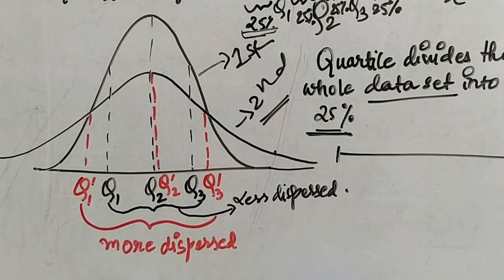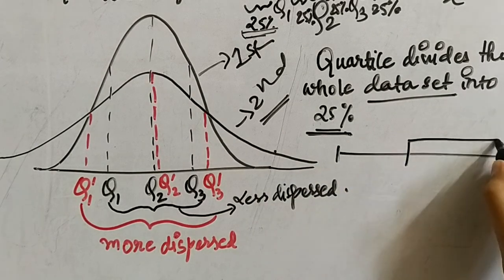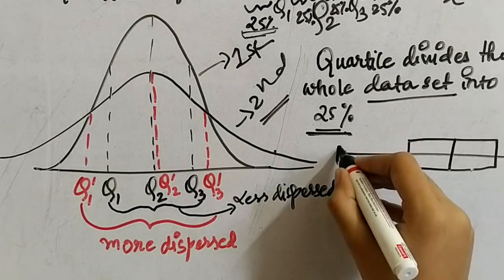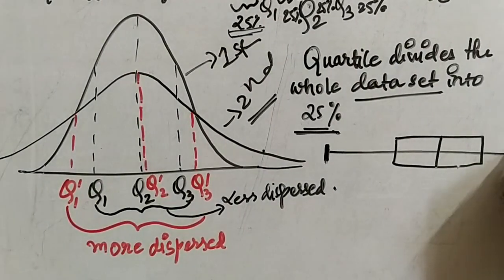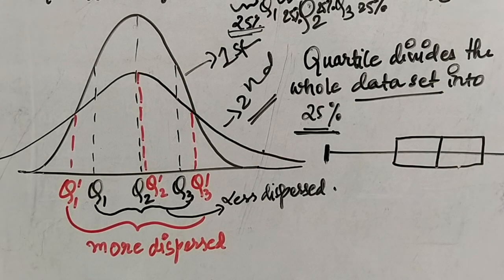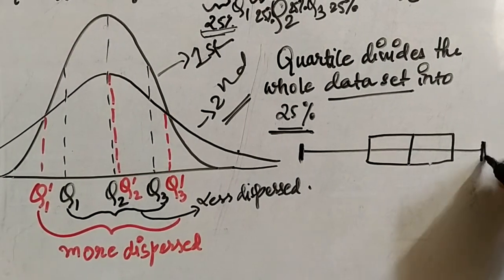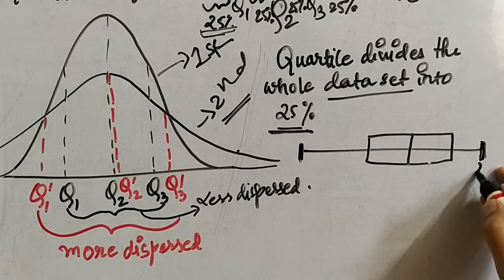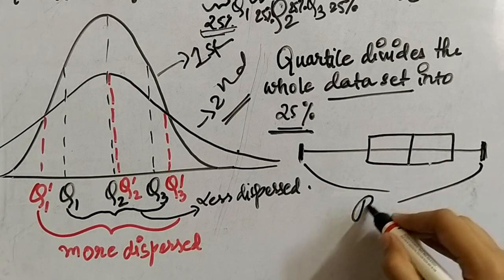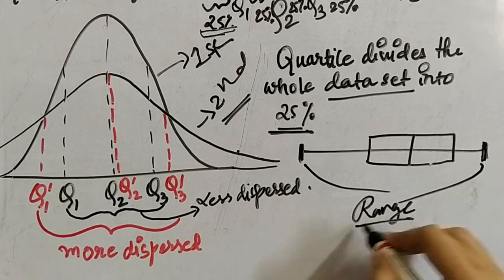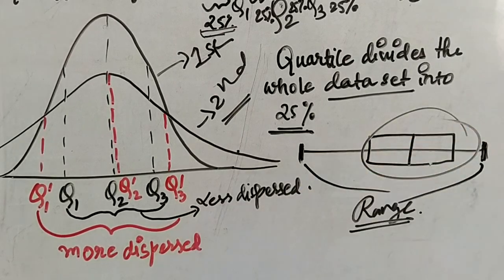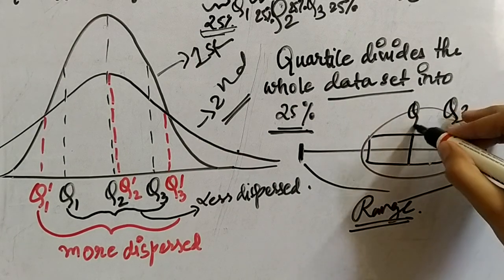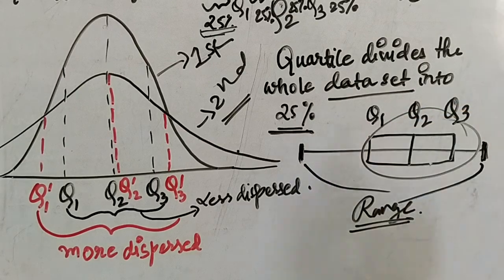you might have read about the box plot or whisker plot. In the box plot, this is the lowest value of the data set and this is the highest value of the data set. In order to calculate the range, you have to subtract this from this, then you will get the range. Am I correct? Then what is this? This is the third quartile, this is the second quartile, and this is the first quartile.